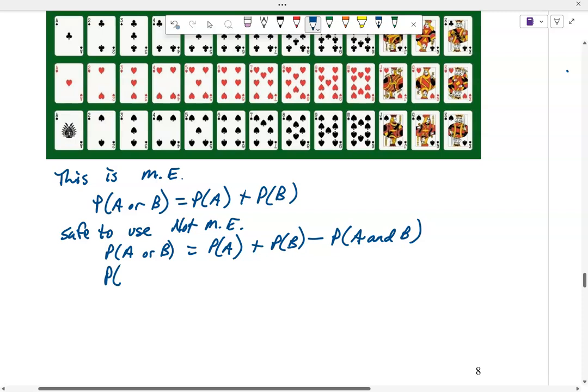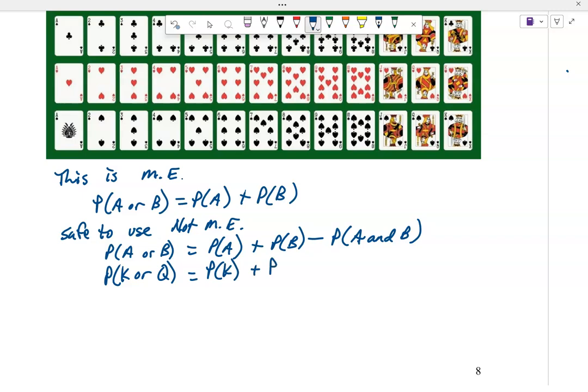What's the probability of pulling out a king or a queen? It'd be probability of pulling out a king plus probability of pulling out a queen minus the probability of a king and a queen. So let's do this. What's the probability of pulling out a king? How many kings do we have? There's 4 kings in the deck out of 52. What's the probability of pulling a queen out? 4 cards, 4 out of 52.